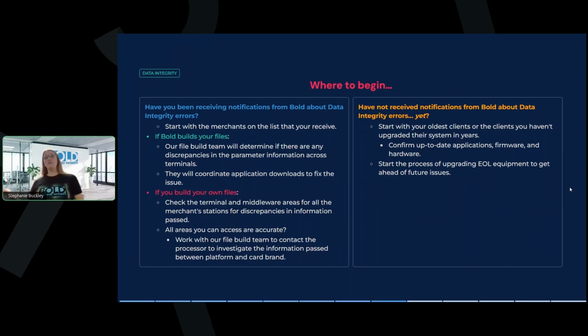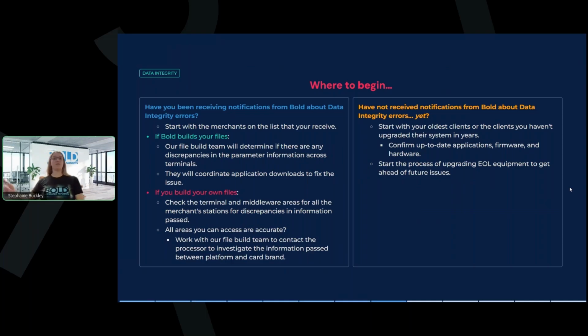If you haven't received notifications from us yet, then start with your oldest clients. Start with people, like I said, who have been boarded, let's say 2023 and before. And if you haven't had contact with them, or you haven't really updated systems or really had to check on them, things have been running smoothly for years, this is probably where it will start to unravel. So getting ahead of it as soon as possible, making that plan for yourself will definitely help with that.